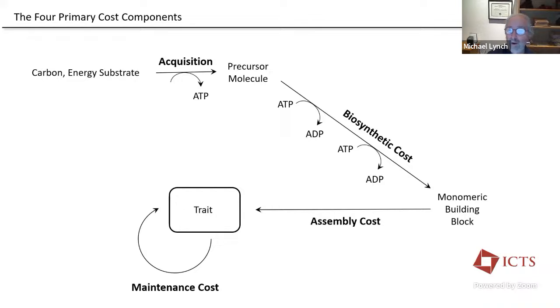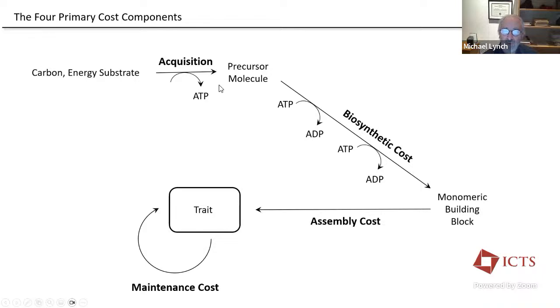So the roadmap for thinking about things is that for building any kind of trait inside a cell, there are four primary cost components. We have to bring in carbon and energy substrates. These are the resources that we're bringing in. So there's going to be a cost of acquisition, whether that's transporters in the cell membrane, or whether you're a predator swimming around, hunting for food. There's some baseline cost of just getting nutrients.